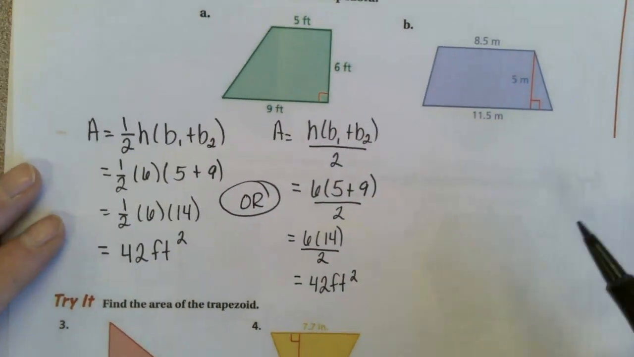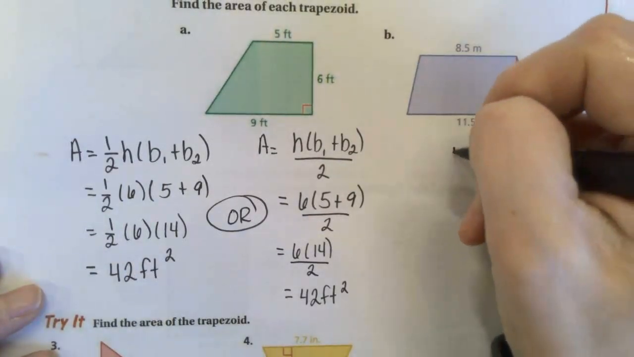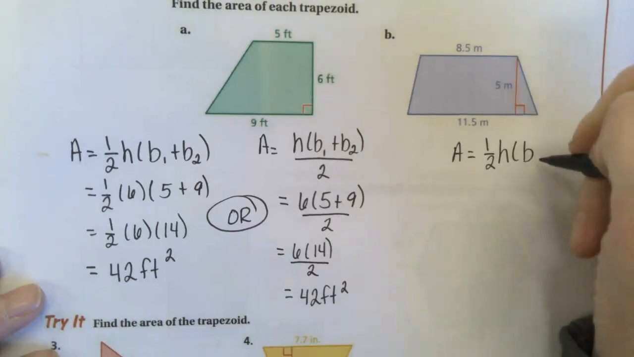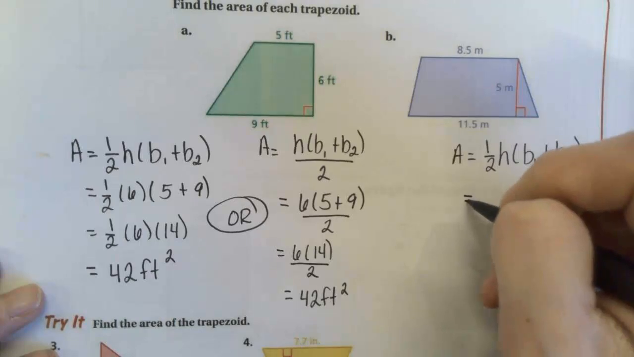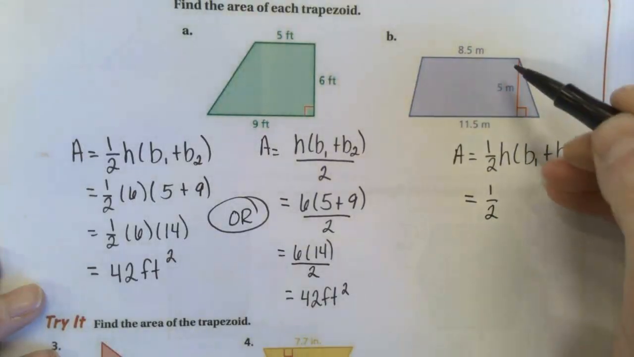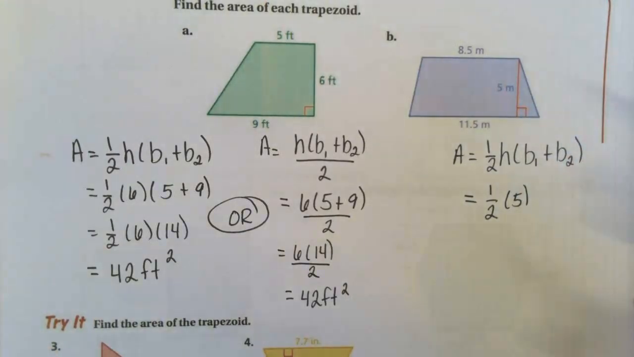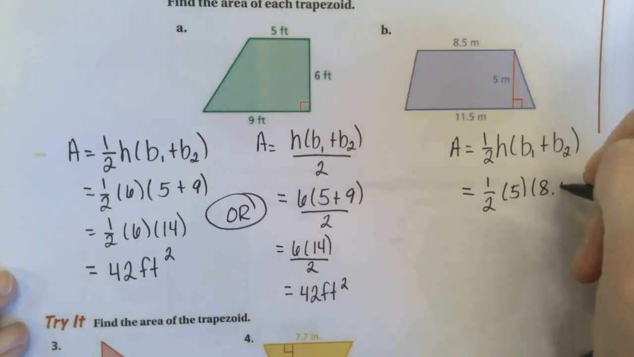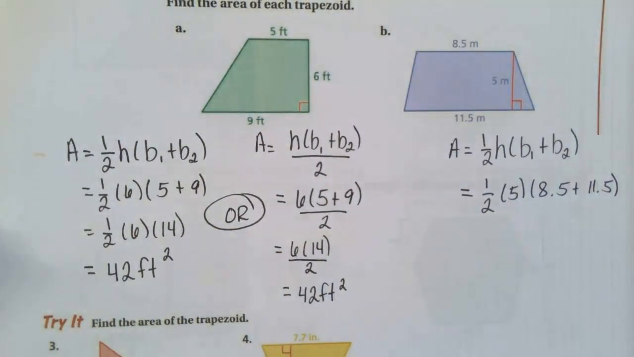Okay, let's try the next one. We've got a couple decimal numbers on this one, so we're going to write our formula first. We're going to substitute in those numbers. So our height for this one is 5. Two bases, 8.5 and 11.5. So we have decimal numbers, but we're going to see they work out really nicely.